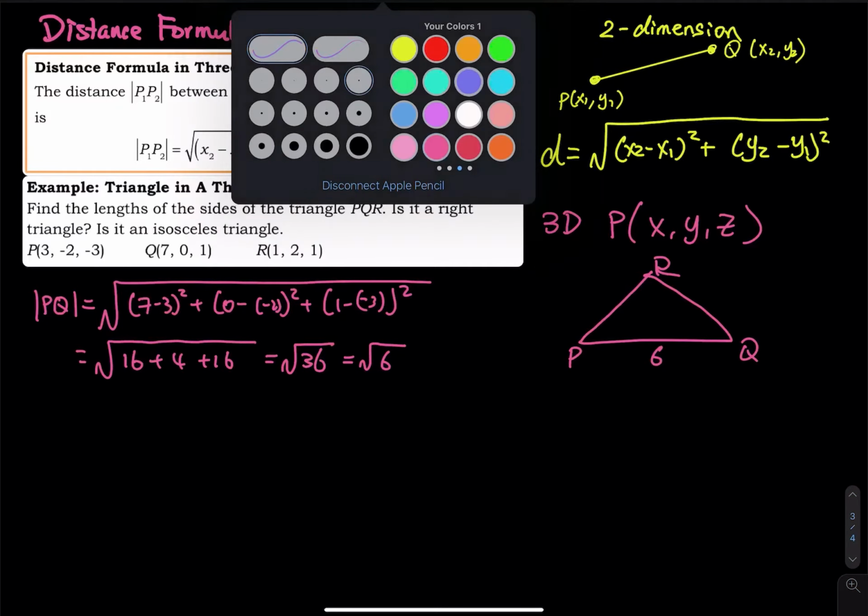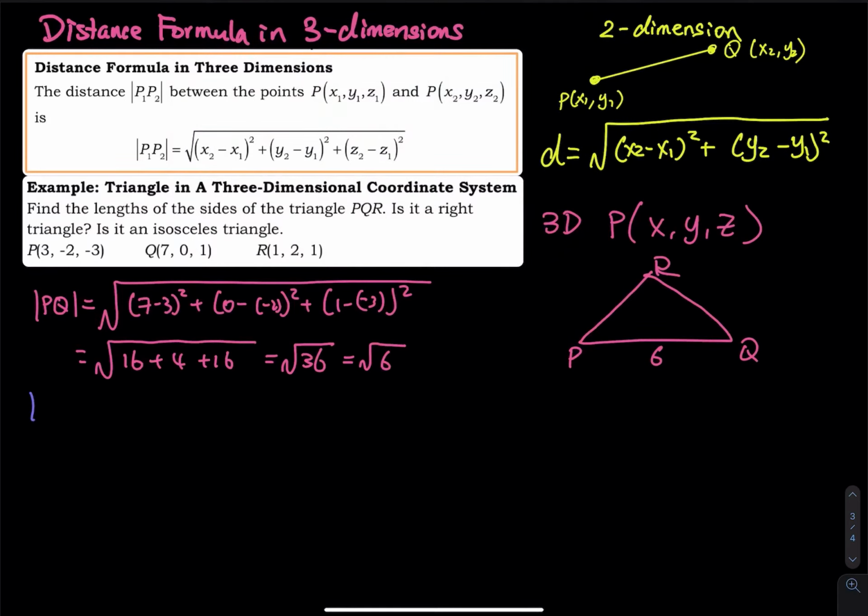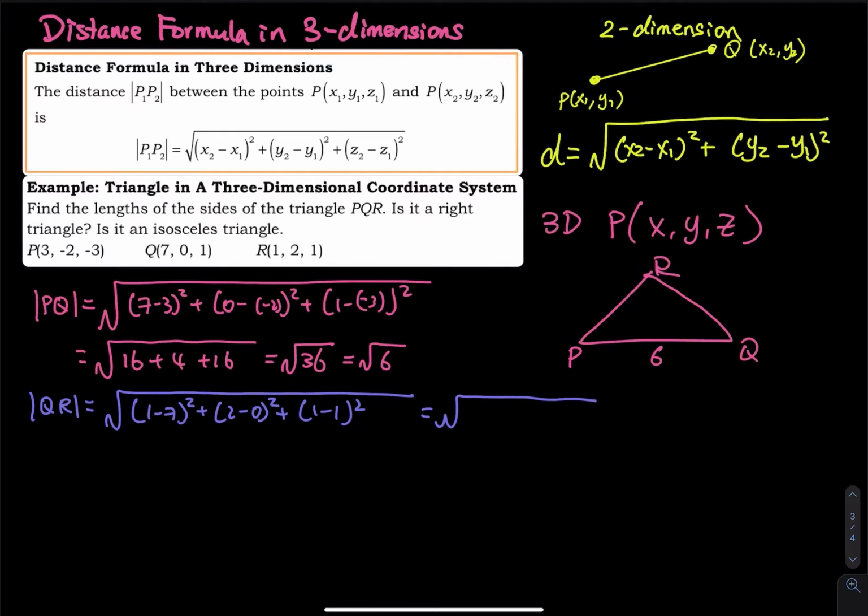And then the next one, the distance from Q to R. We use the formula again, so that will be R minus Q. That is (1 minus 7) squared plus (2 minus 0) squared plus (1 minus 1) squared. That is equal to the square root of 36 plus 4 plus 0, which is the square root of 40. 40 is 4 times 10. The square root of 4 is 2, so 2 root 10. So this will be 2 root 10.